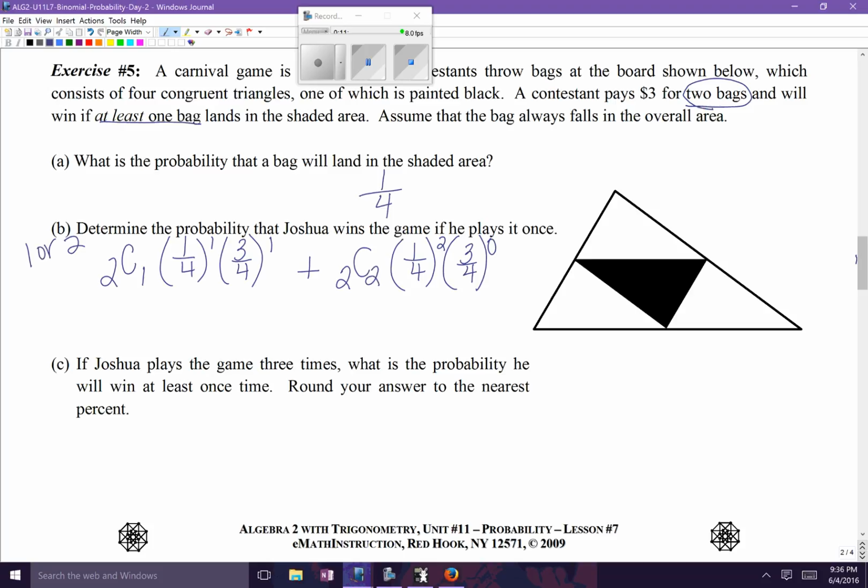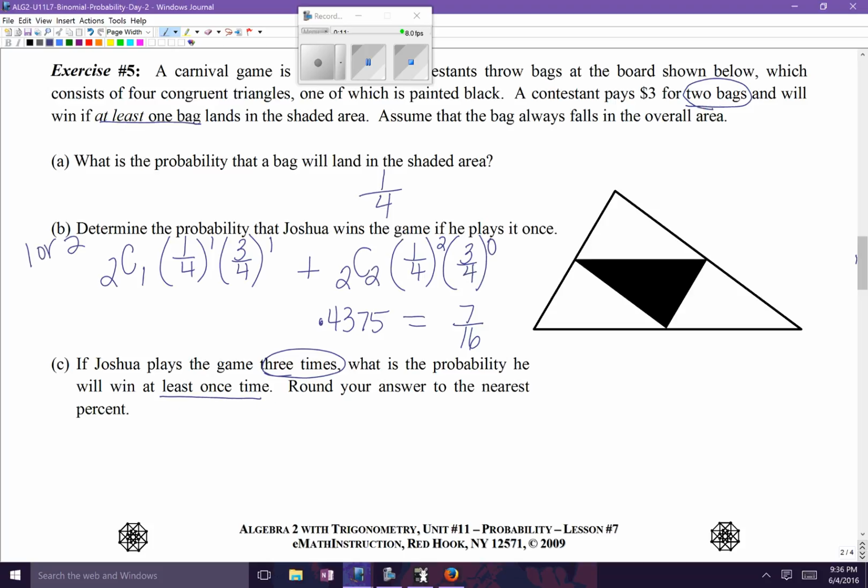So when you calculate these probabilities and add them up, you get 0.4375. Convert that to a fraction, it is 7 out of 16. If Joshua plays the game 3 times, what is the probability he will win at least once? Round your answer to the nearest percent.